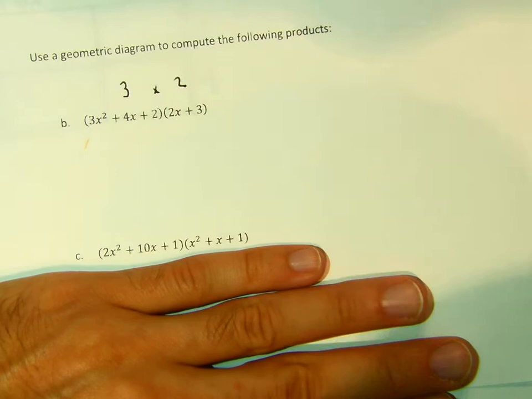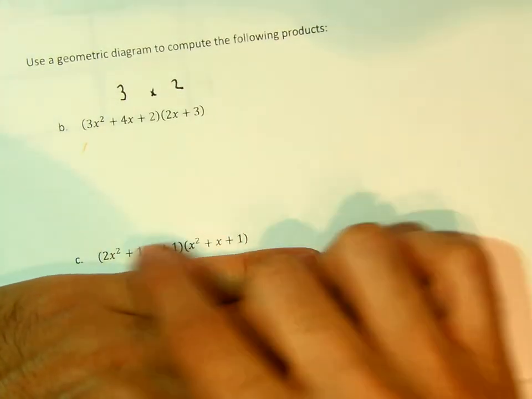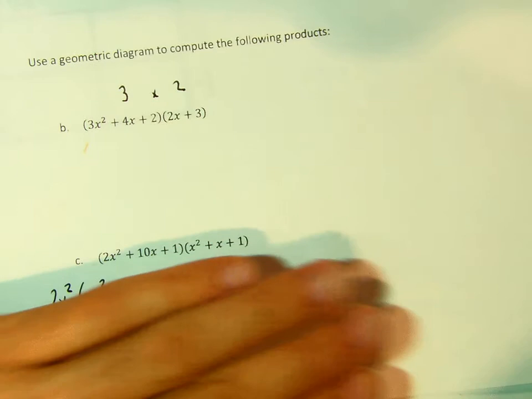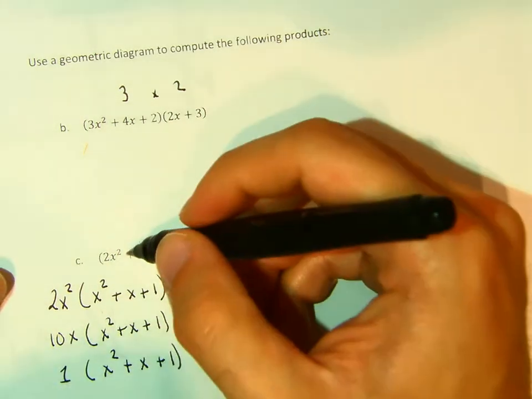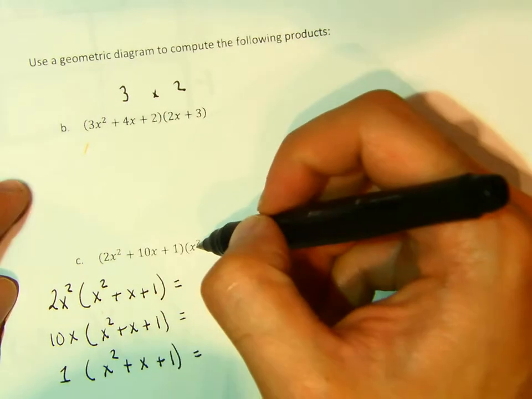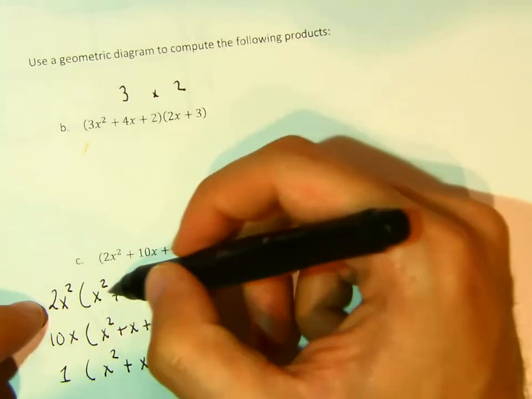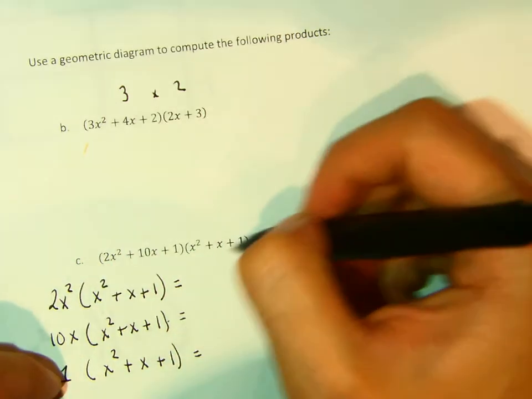So going into this example, I asked you to try and do this example by yourself, so I'll just do it really quickly for this one. Notice that either way you would have done it, you would have got the same answer, but this 2x squared to this x squared plus x plus 1 looks like this, the 10x to this looks like this, the 1 to this looks like that.